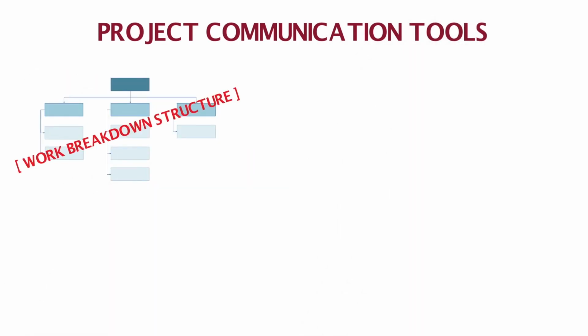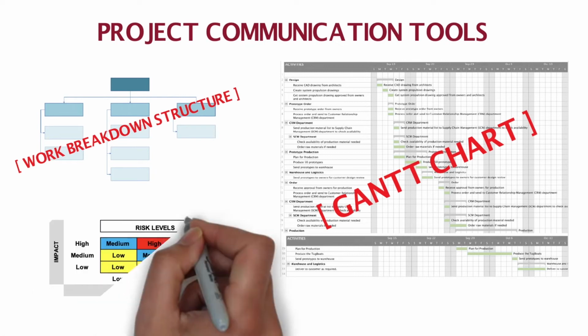Let's take a look at 3 common project management communication tools. We have the work breakdown structure, the Gantt chart, and the risk assessment matrix.